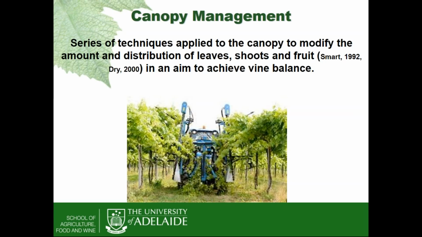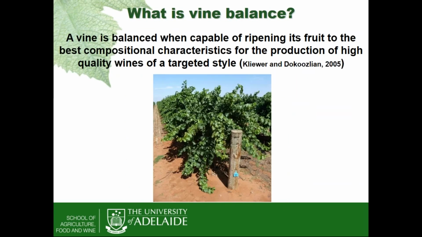What is vine balance? There's heaps of definitions on the internet and in the literature, and the one I like the most is this one. It says that a vine is balanced when it's in equilibrium between vegetative growth and yield, and that equilibrium lets you achieve the highest possible fruit quality for the target wine style.